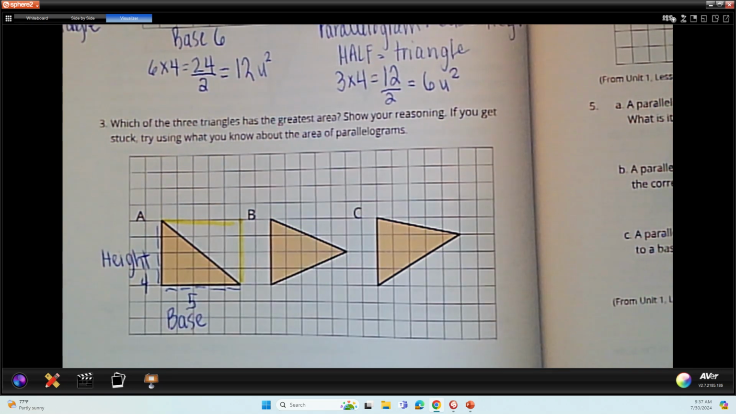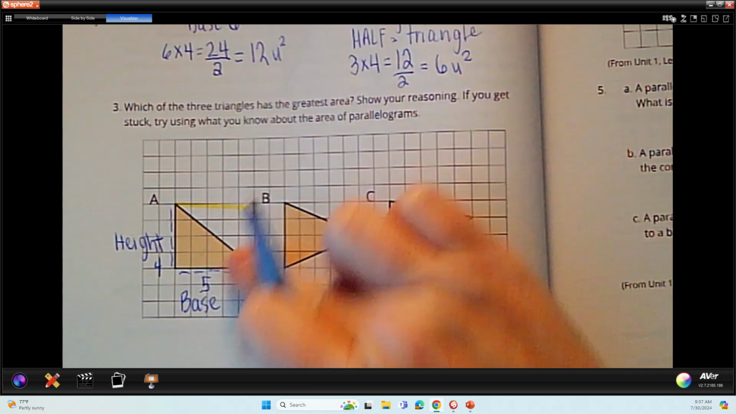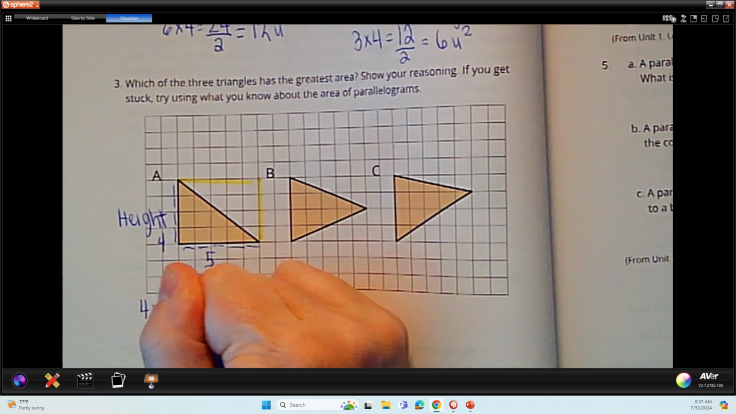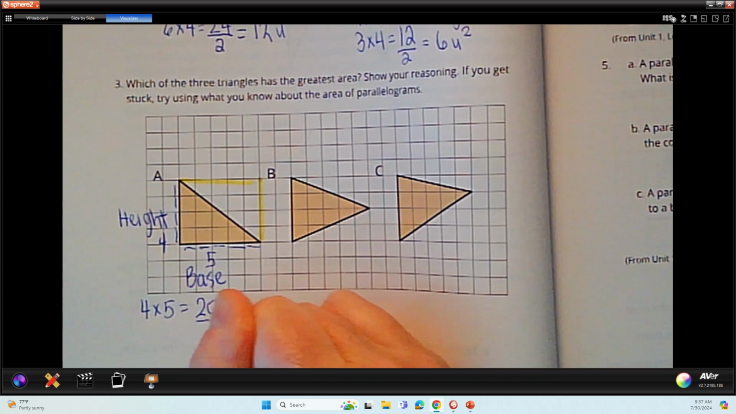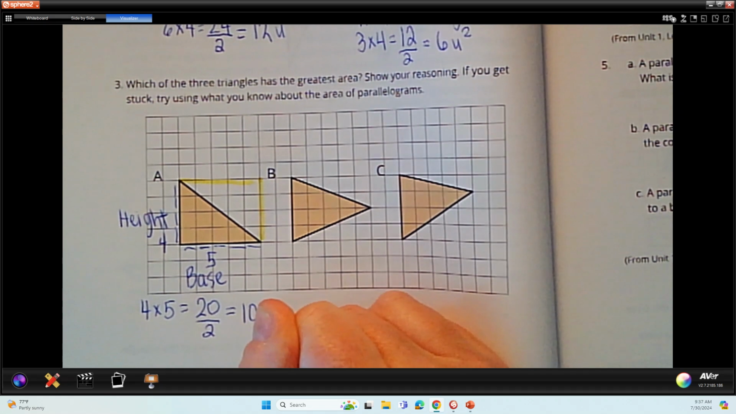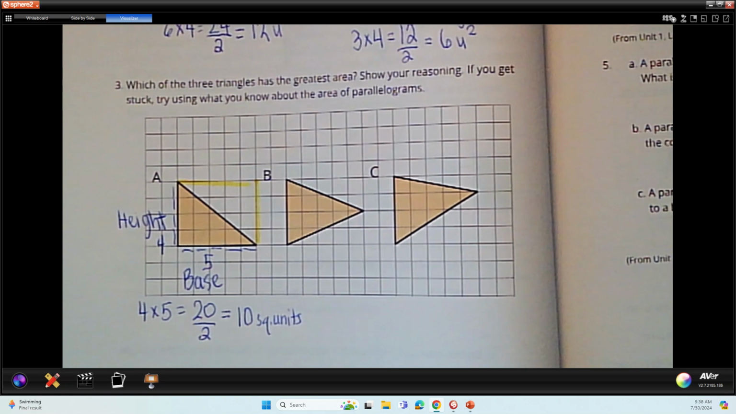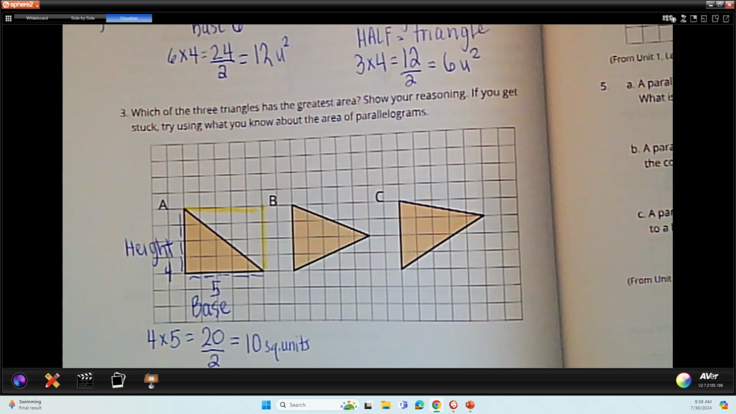And again, I don't want to do 4 times 5 is 20. The answer is not 20. That would be 20 if it were the whole rectangle. It's 4 times 5, base times height, or height times base, whichever one you want to do first. And then I'm going to divide by 2 because it's half. 10 square units. And I'm going to write it a little differently this time so you can see that it doesn't matter if you write units squared or square units.